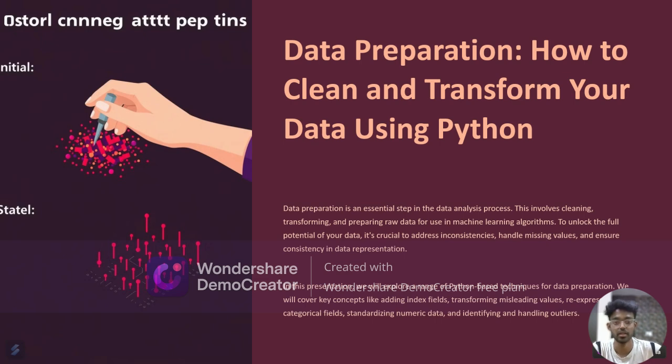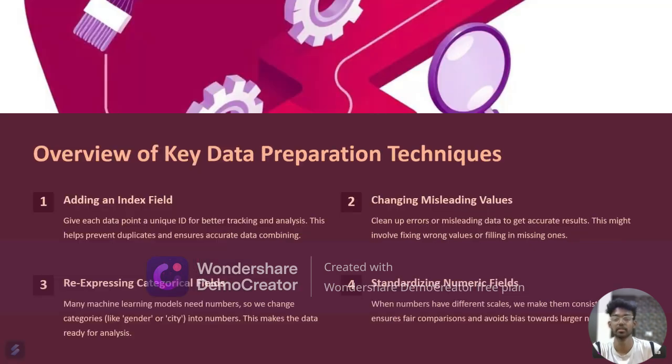We will cover key concepts like adding index fields, transforming misleading values, re-expressing categorical fields, standardizing numeric data, and identifying and handling outliers. Now, overview of key data preparation techniques. First, adding an index field. Second, changing misleading values. Third, re-expressing categorical fields.